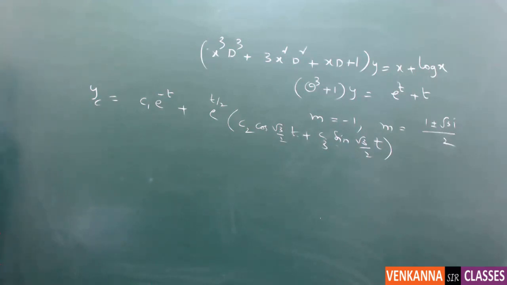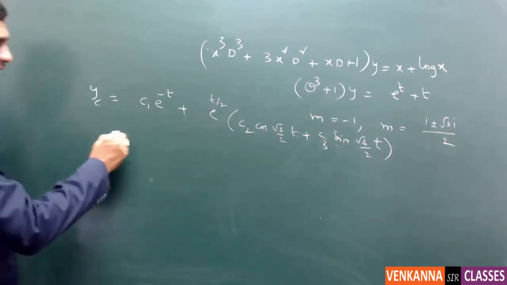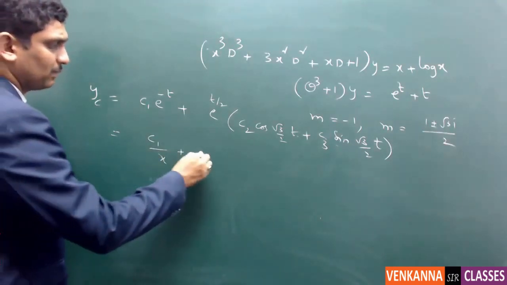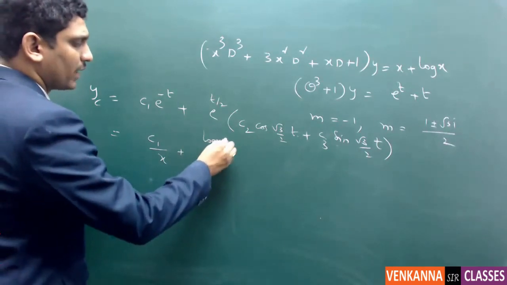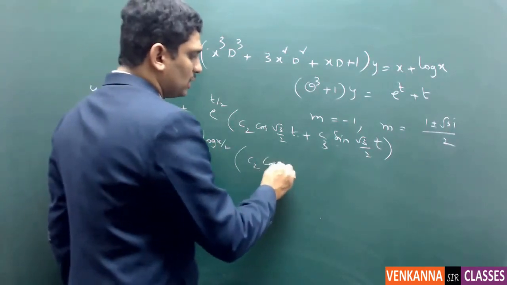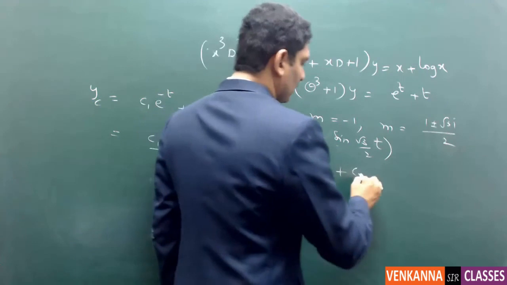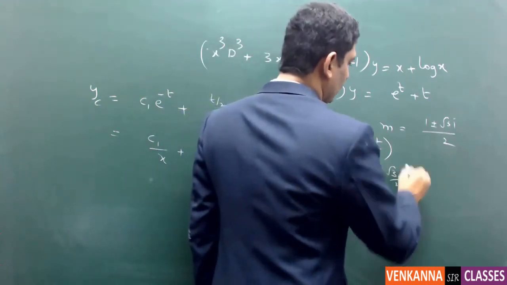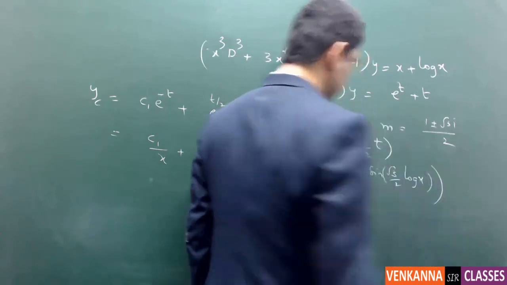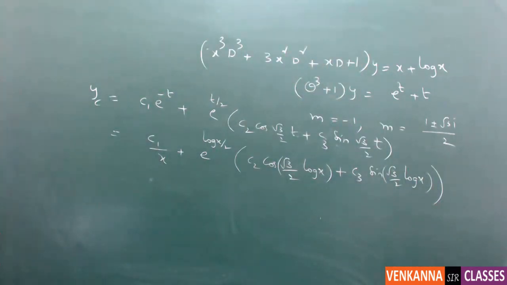All of you agree with yc value. So substituting the respective t value, it will be c1 by x plus e power log x by 2 of c2 cos root 3 by 2 log x plus c3 sine root 3 by 2 log x. Please check that. Okay.